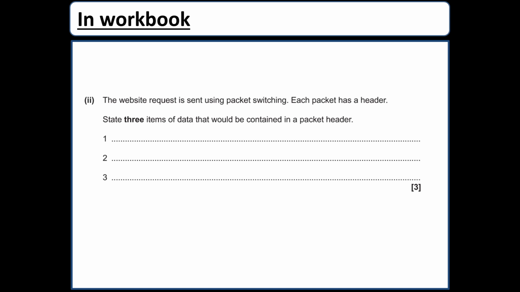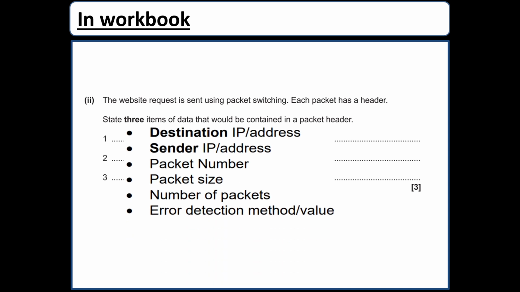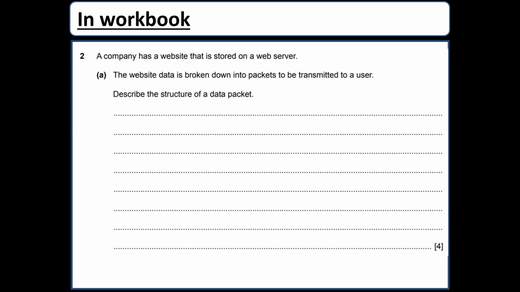Now here is an exam question on this. You can pause the video and then you'll see the answer. Okay, so we'll go through the answer now. The question says: state 3 items of data that would be contained in a packet header. Those are the 3 that we just covered: the destination IP address, the sender's IP address, and a packet number as well.